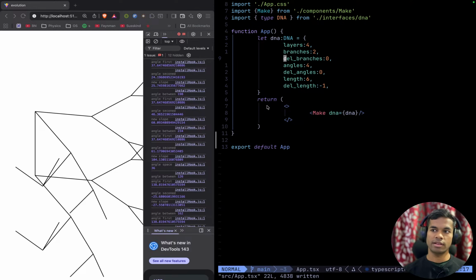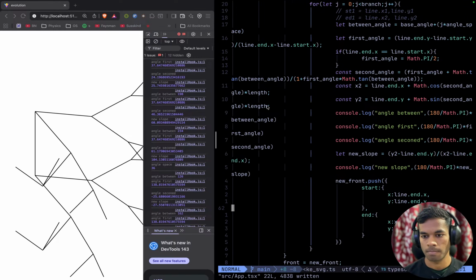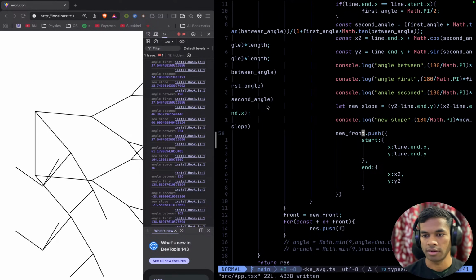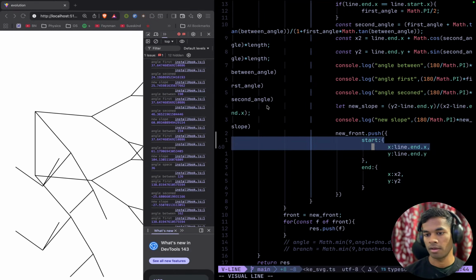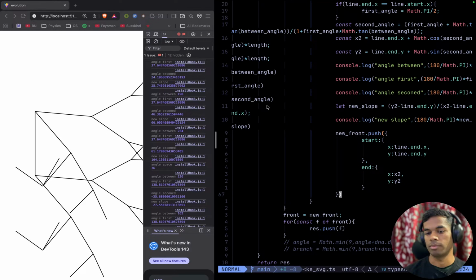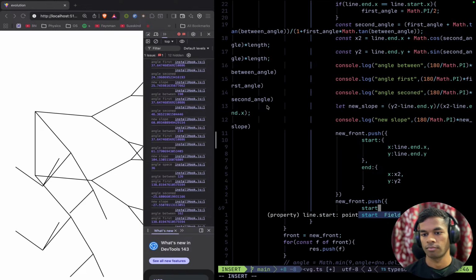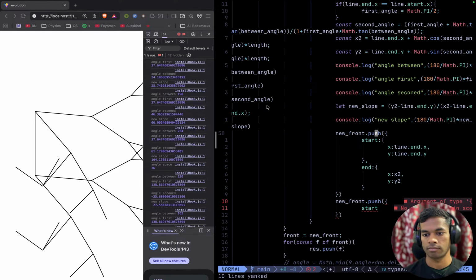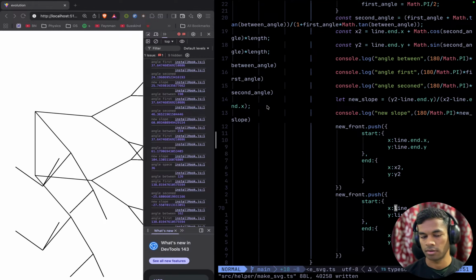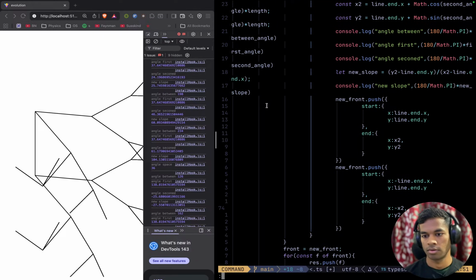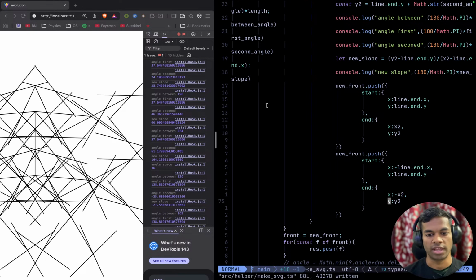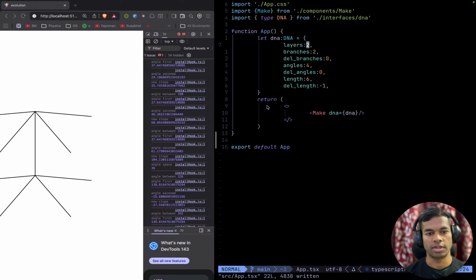Let's add symmetry in the sense of if we flip the whole thing on the y-axis, we have the same thing. Let's add that symmetry. So whenever we are pushing some line here, we also need to push its opposite line, which is flipped on the y-axis, in which the start and end points would have the same y coordinates, but their x coordinates would be negative of what is here. New front dot push, or let's copy this thing, and negative. Well, that is symmetry.